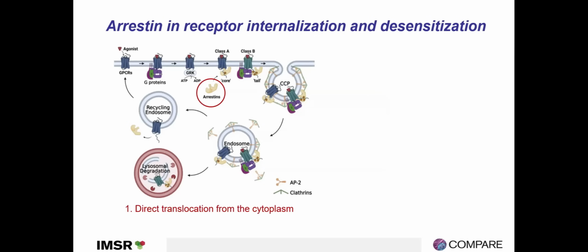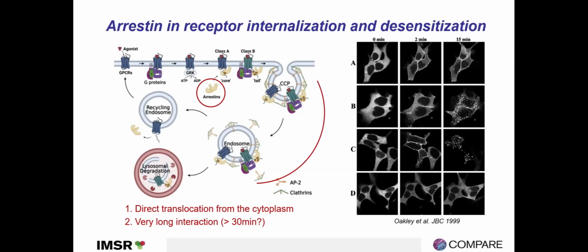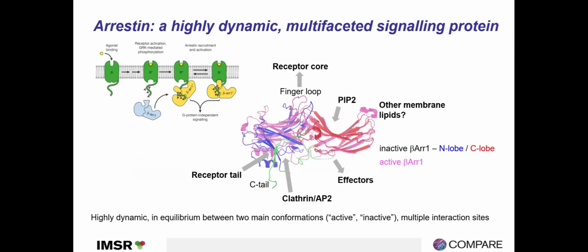However, if you take again these cartoons, I would like to stress two things. You would typically see that arrestin comes from the cytoplasm and binds directly to receptors on the cell surface. And the other thing is that, at least based on conventional approaches, people thought that this interaction, at least for some receptors, would be rather strong. The reason is that if you perform a simple classical confocal microscopy experiment, you would see, at least with some receptors, the receptors and beta-arrestin co-internalizing and staying together in endosomes for extensive periods of time, so 30 minutes and more.